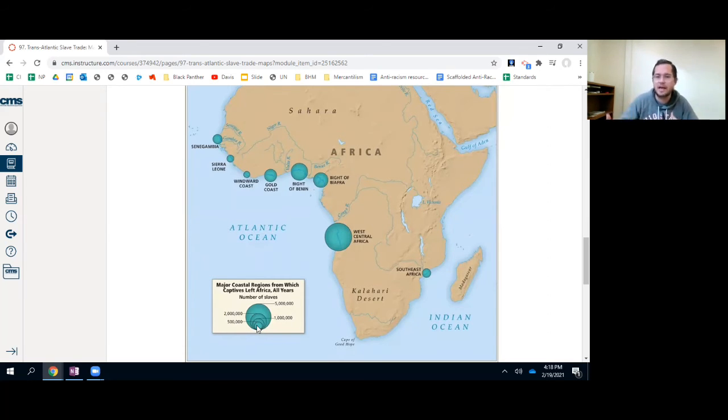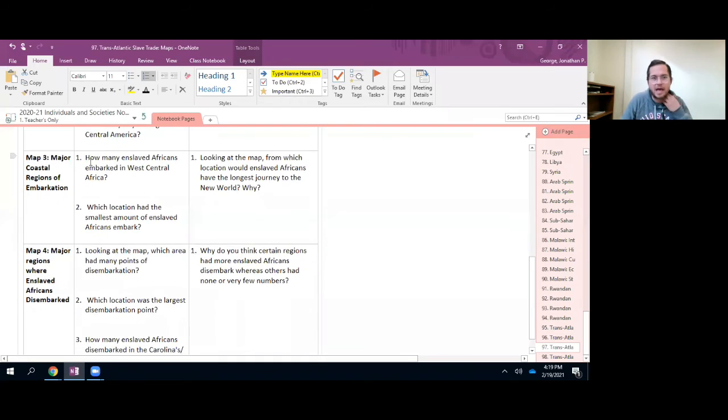So use that knowledge and skills to help you determine the answers to these questions. How many enslaved Africans embarked in West Central Africa? Which locations had the smallest amount of enslaved Africans embark? And then looking at the map, from which location would enslaved Africans have the longest journey to the New World and why? Okay, that is map 3. Let's take a look at map number 4.